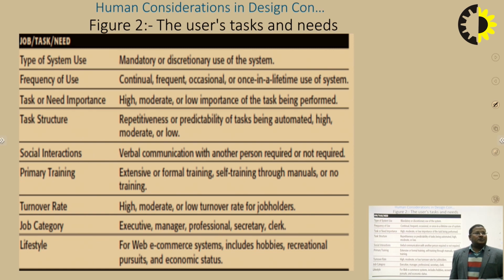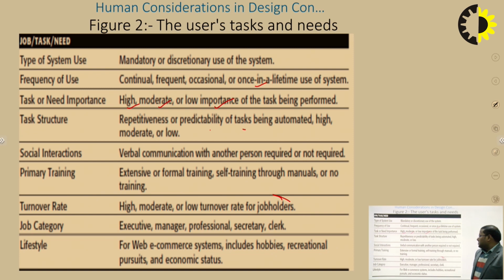The user task and needs. It is the second category of the human consideration while designing the user interface. Type of system used: mandatory or not mandatory. Frequency of use: continuous, frequent, occasional, once in a lifetime. Task or need importance: high, moderate or low importance of the task. Task structure: repetitive or predictability of tasks being automated, high, moderate or low. Social interactions: verbal communication with another person required or not required.